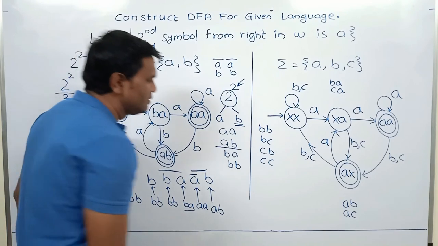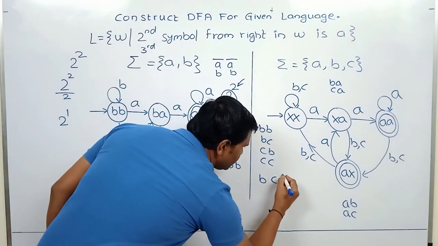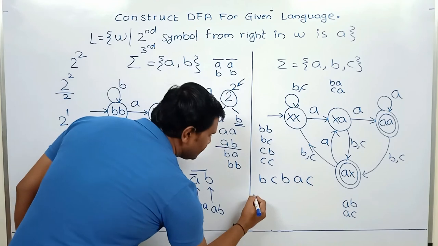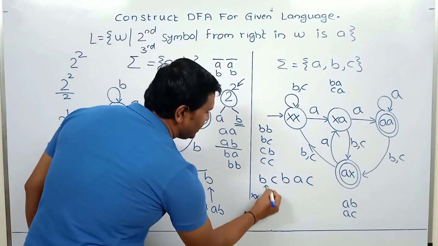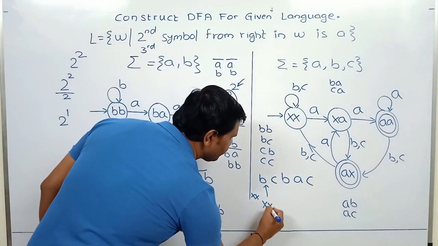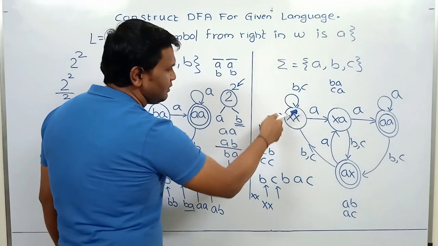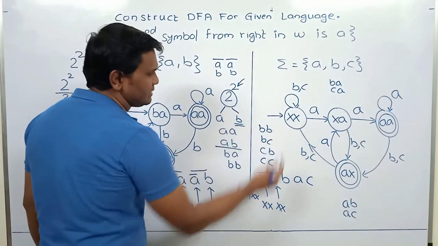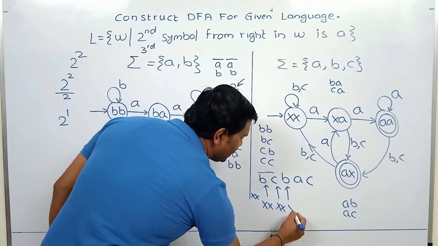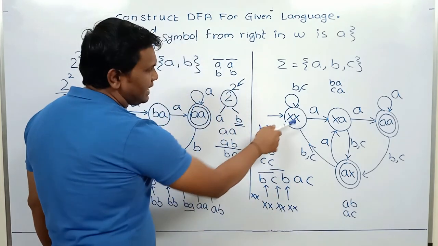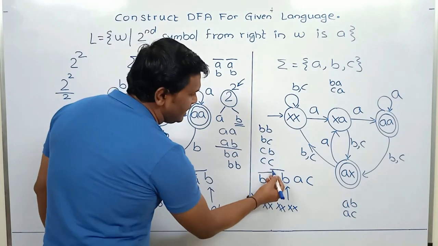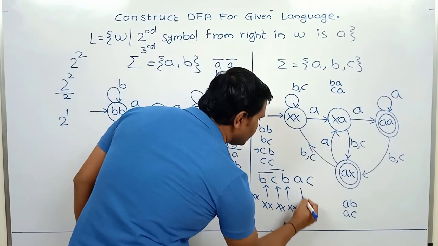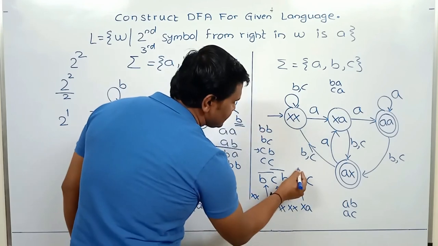Now we will process one small string: B, C, B, A, C. Processing starts in XX. When we process B, we remain in XX. While in XX, we process C, we remain in XX. So here the last 2 symbols are BC, other than A, XX. Then while in XX, we handle B, we remain in XX. This state handles BB, BC, CB or CC. Right now it is handling CB. Now while in XX, if A comes, we go to XA.